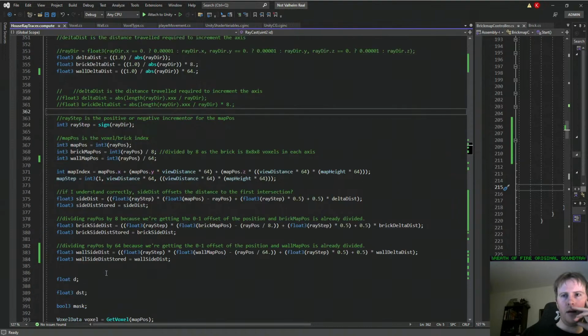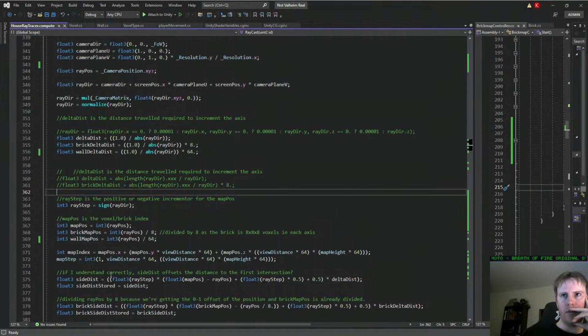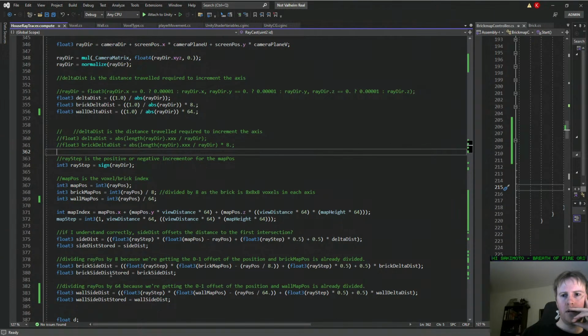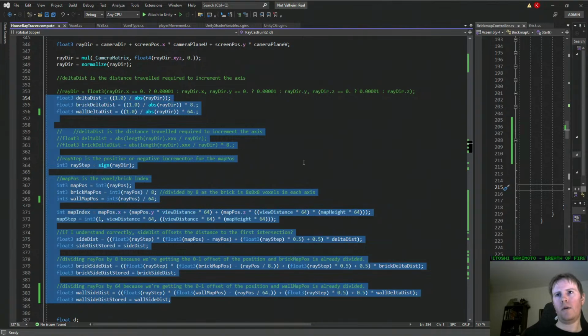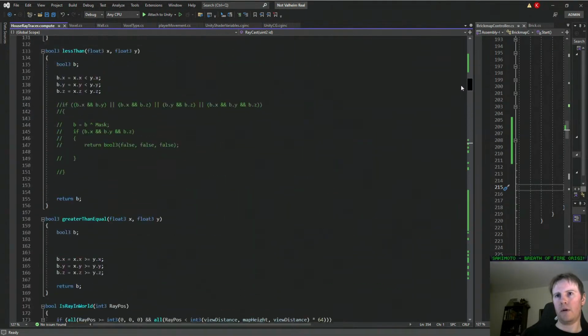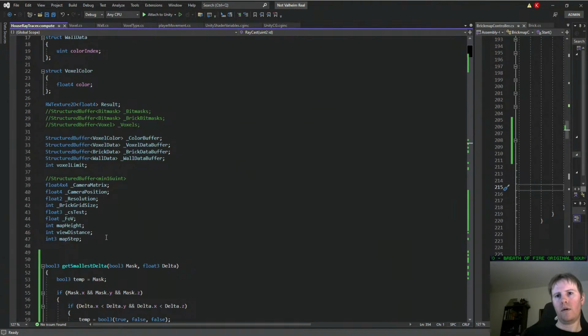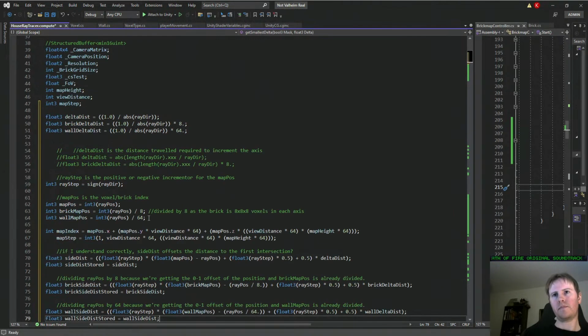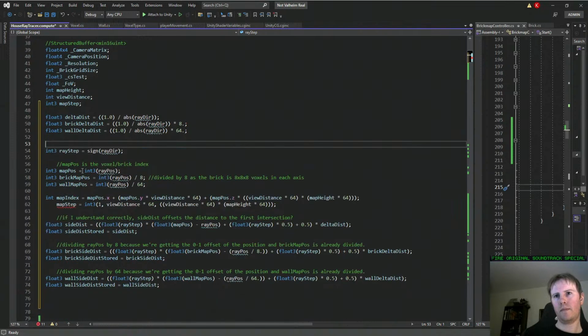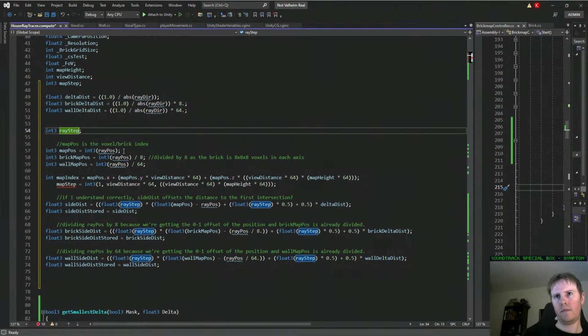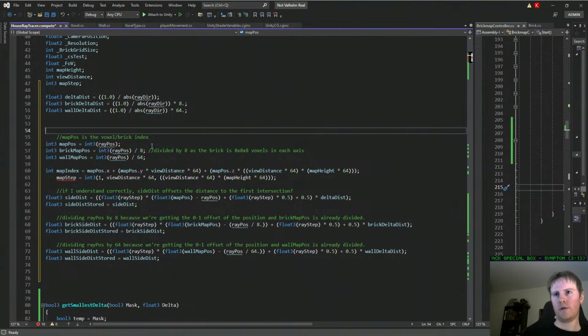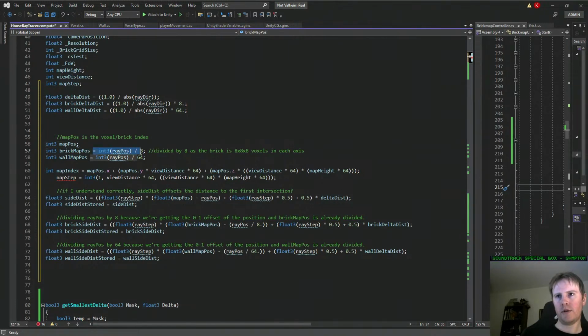And to me at least, that means that we have to take all of these and make them global. Well, we don't need ray step to be global. Map position, global. Brick map position, global. Wall map position, global.